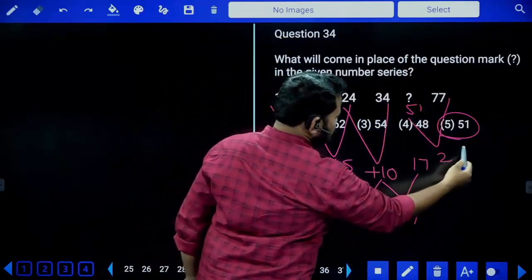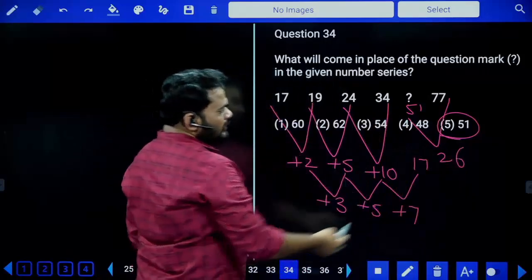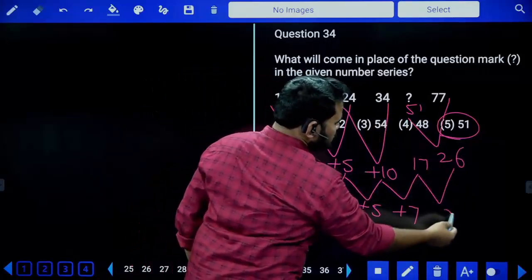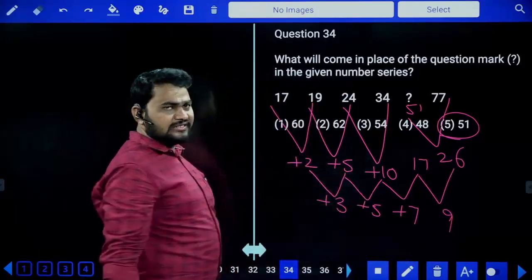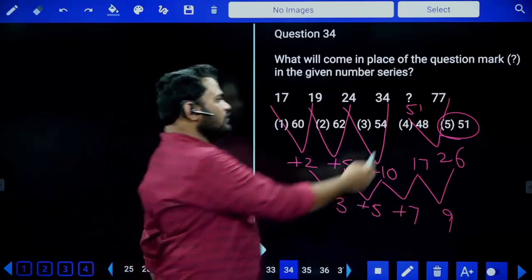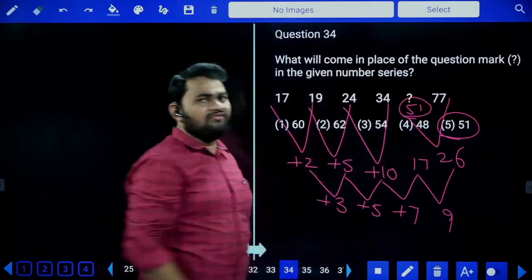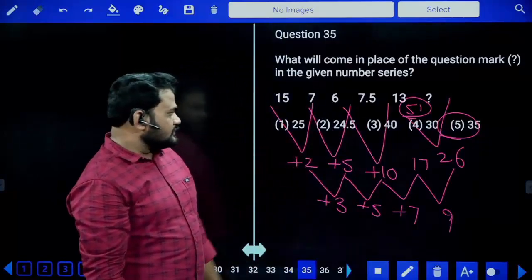Next one, it is 26 here. 17 plus 9 is 26. As the logic is getting confirmed, the answer is based on 51. Next, the last question.